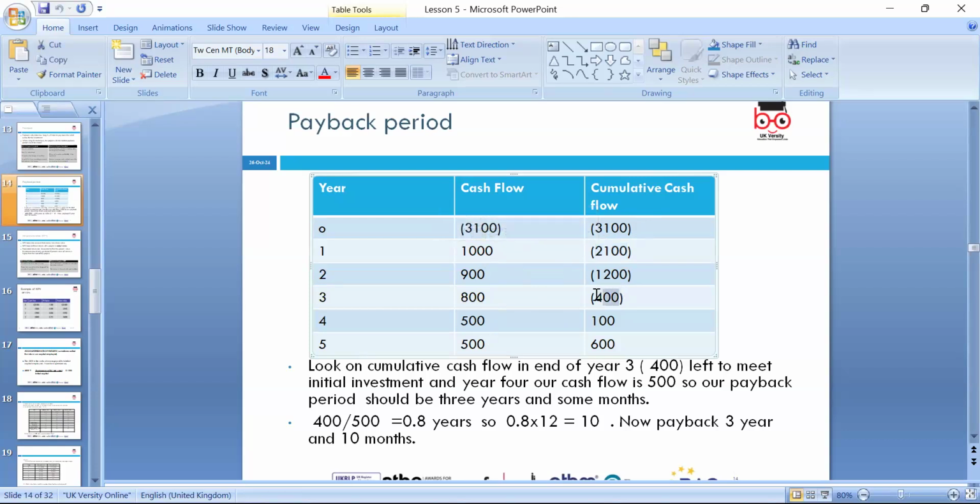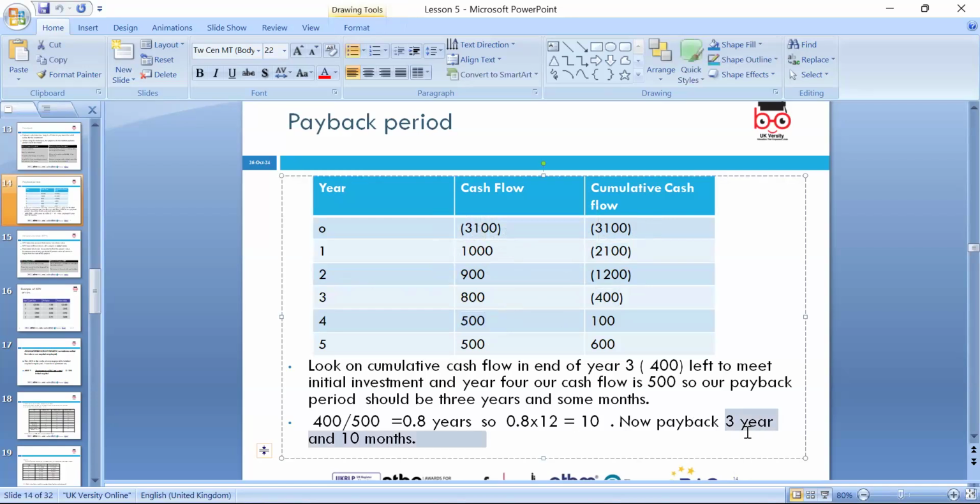At the end of year 3, there is an outstanding amount, but we get the year 4 inflow. So we divide the outstanding amount by the inflow, times 12 months in a year. We can say this project will take 3 years and 10 months. That's the way we can calculate, guys, and that's quite crucial. We can do the appraisal. If another project gives you 2 years, you go for the 2 years instead of the 3 years.